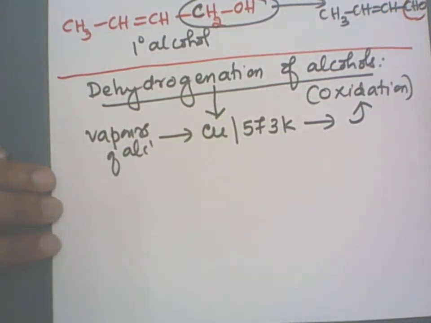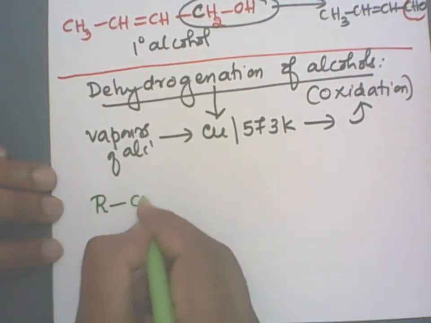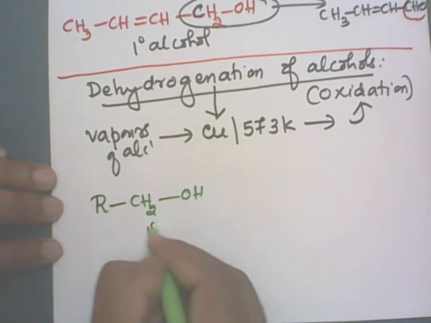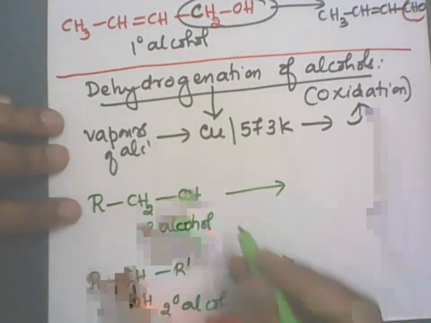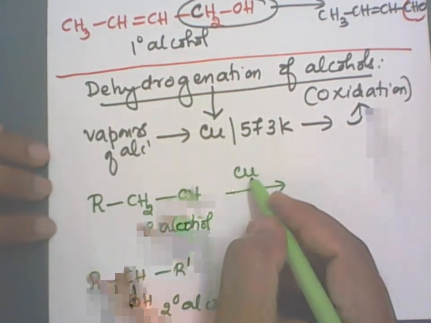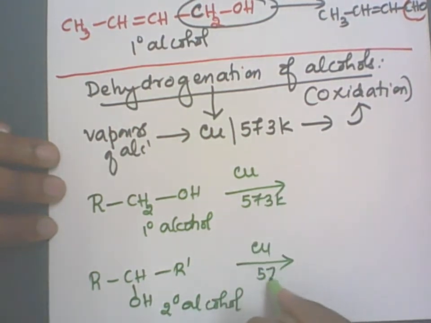So let me start with the primary alcohol, right? What is primary alcohol? R CH2OH. This is the primary alcohol. Then R CH R dash then OH. This is the secondary alcohol. Now, the vapors of these alcohols are passed over heated copper. Copper is a metal. Okay, heated strongly to around 573 Kelvin. Now what will happen? Dehydrogenation takes place. Removal of hydrogen, we get H2 gas.